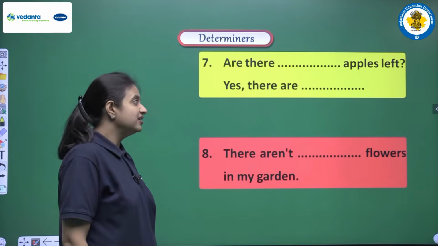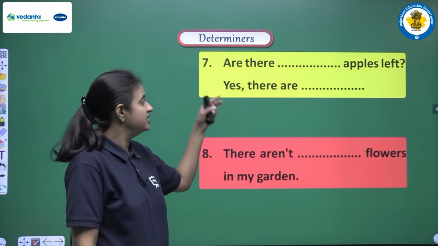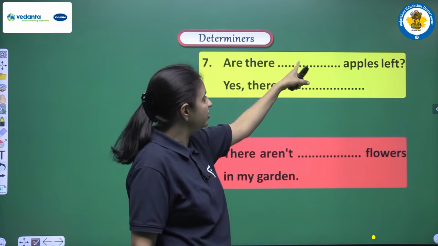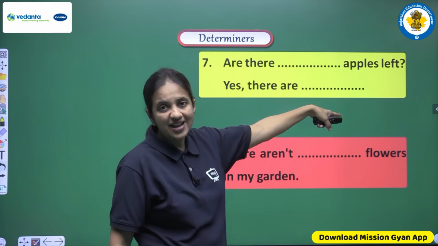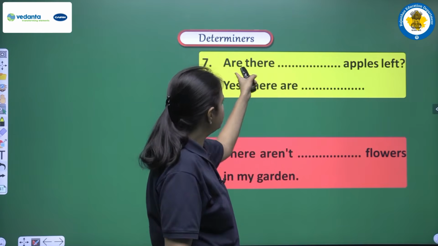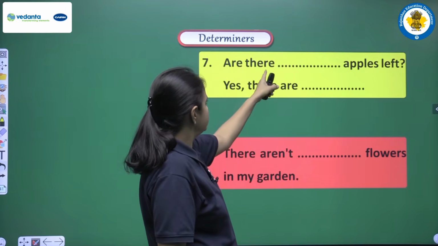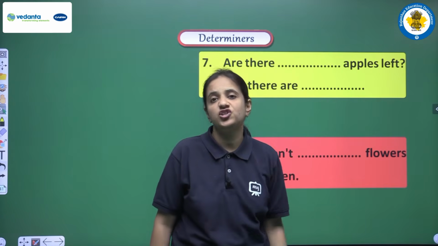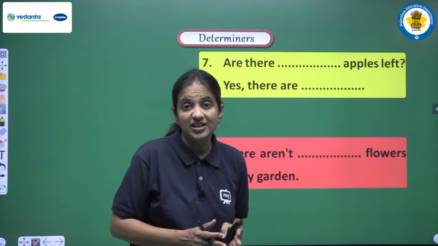Next is, are there apples left? Yes, there are. So in this sentence we are having two different sentences and we are having two blanks. So we have to fill both the blanks. So let's read the first one. The first sentence is, are there apples left? At the end of the sentence there is a question mark. So this is the interrogative sentence.